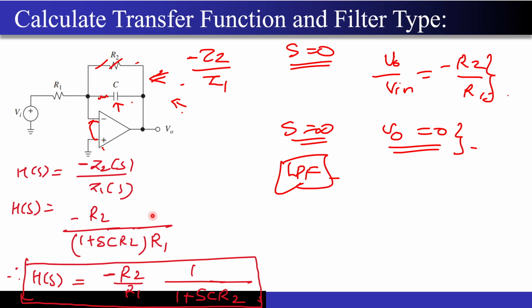Correct? Again, if you want to do the sanity check, at very high frequencies, the capacitor will act as a short circuit. So because of the virtual ground principle, your ground voltage will be reflected over here, and that ground voltage will be reflected at the Vout. Correct? And at very low frequencies, the capacitor acts as an open circuit, and you will be just left with the inverting amplifier configuration. If you put S equal to 0 over here, this is nothing but the gain of the inverting amplifier.